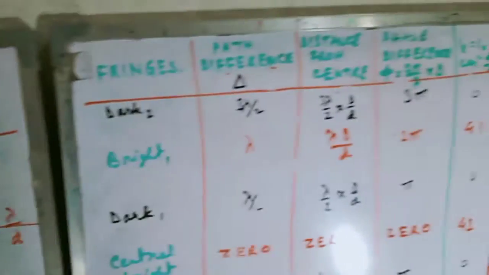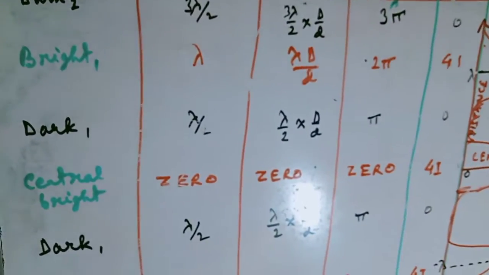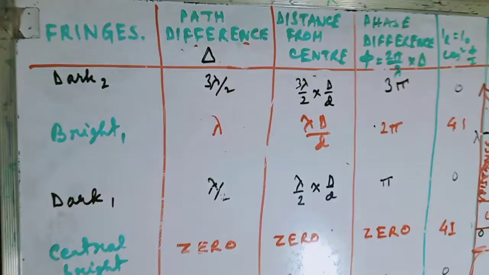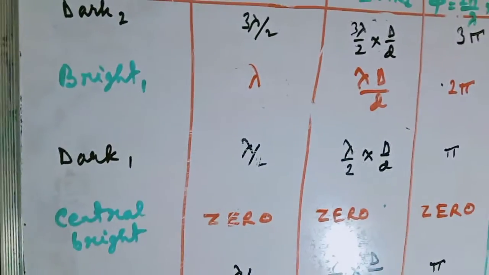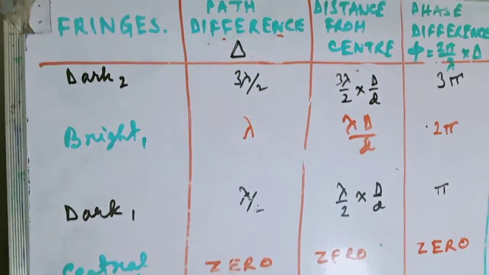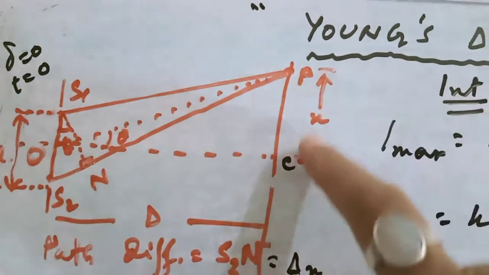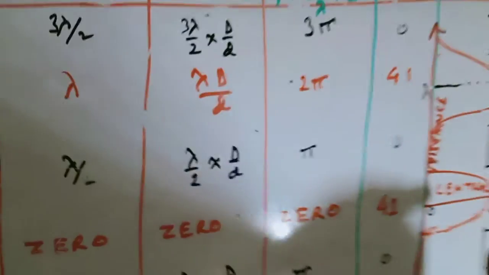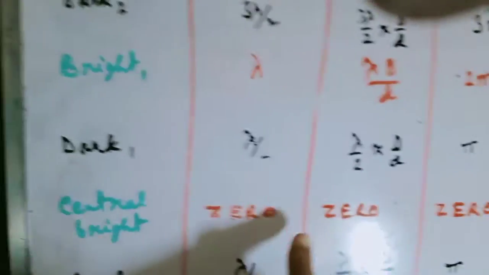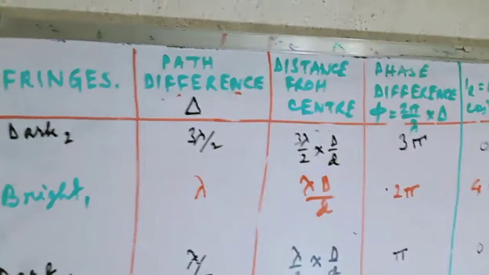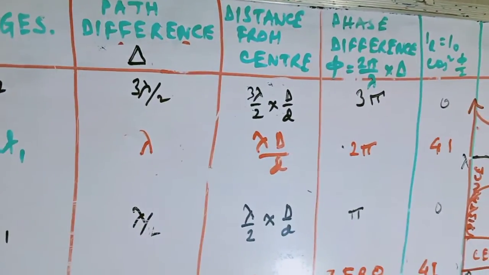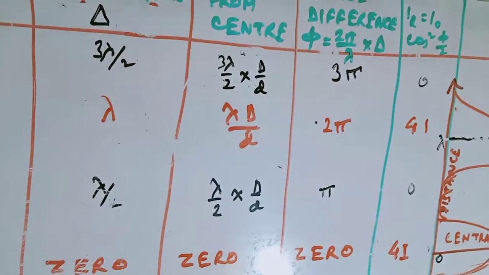Now see here, this central bright spot. What about the path difference? Central region path difference is 0. Distance from the center is 0. Why? Because this is the central region. This is the central bright spot here. So distance x is 0. Distance from the central region is 0. Distance from the center is 0. What is the phase difference? Phase difference is 0.